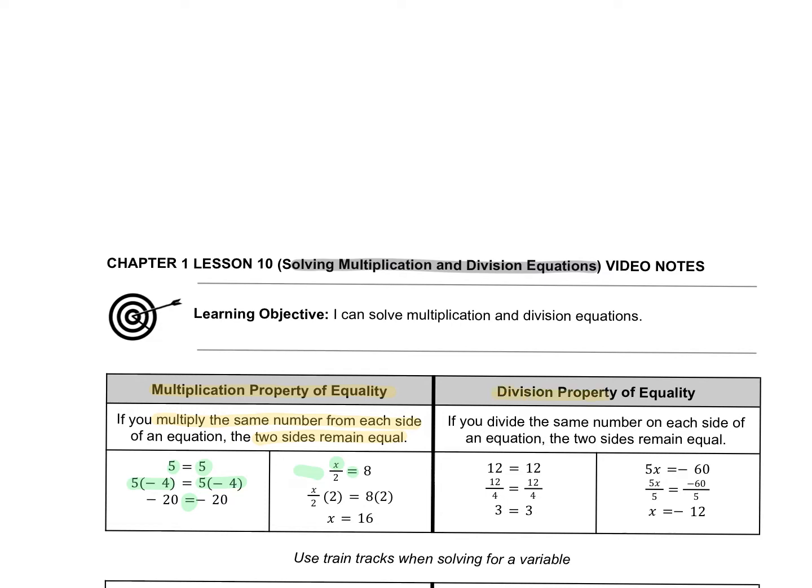Then, the division property of equality: we undo multiplication with division, so that keeps both sides of the equation true. So if here 5 times the number equals negative 60, I undo that multiplication with division, but I do it on both sides so that it remains equal.